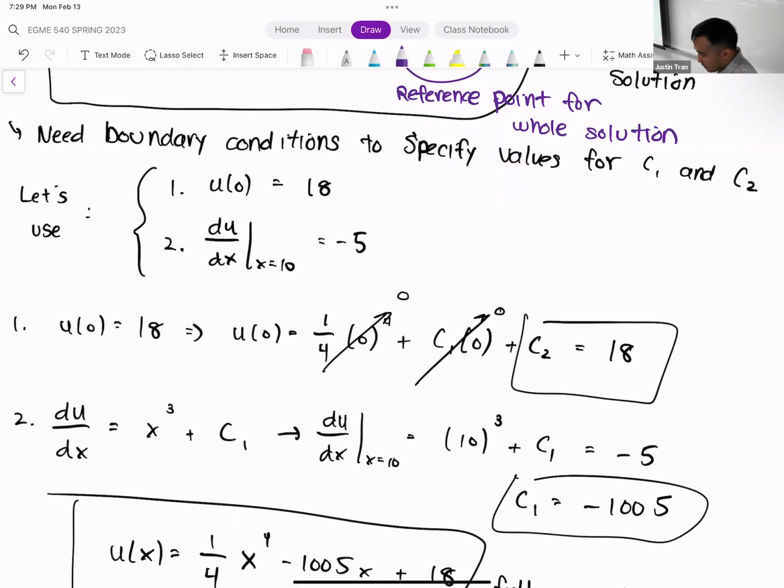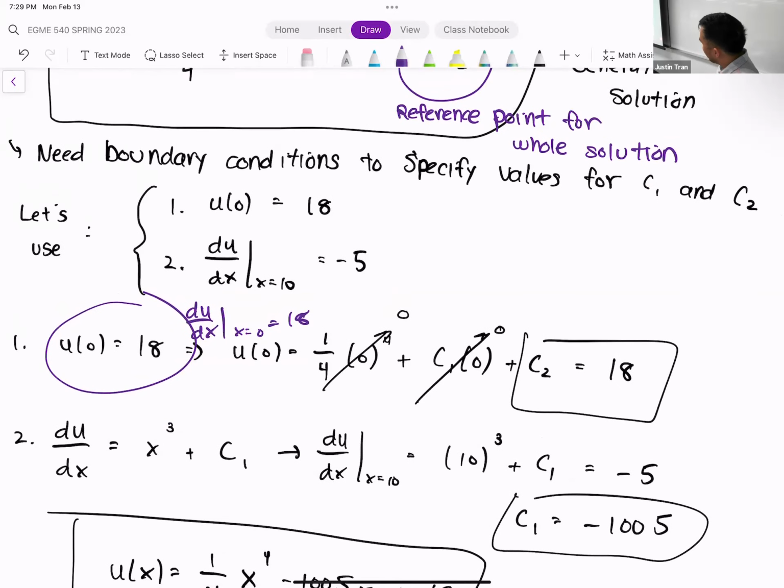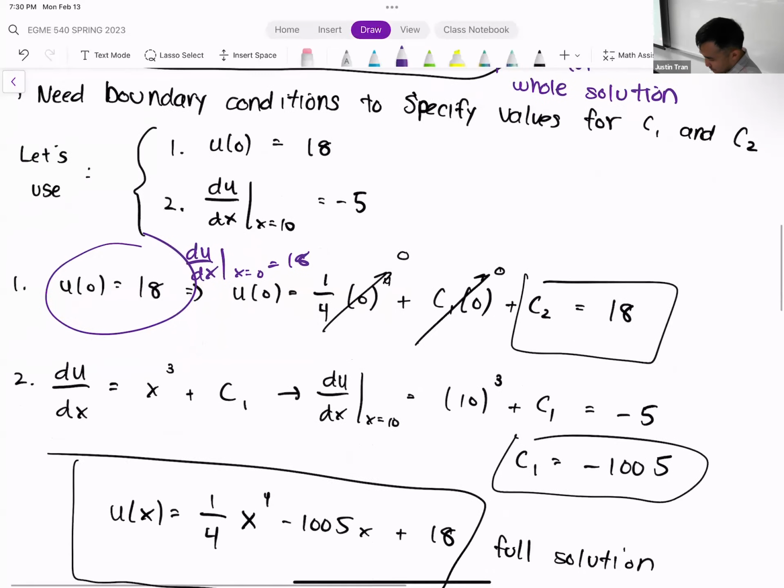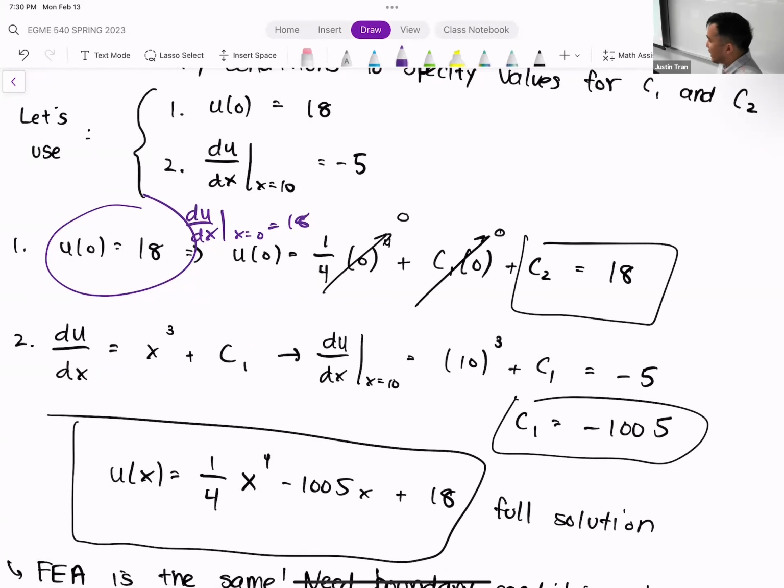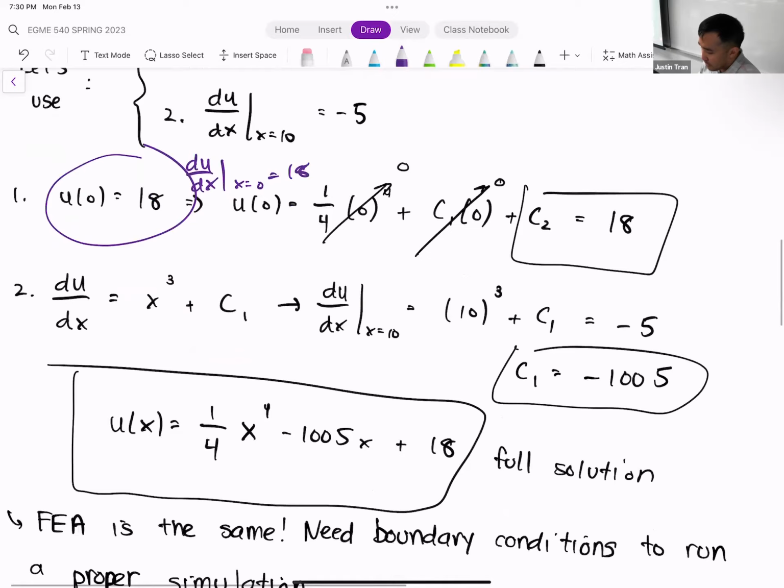Okay? And so let's look at this example again, and let's say that we change this constraint type boundary condition to a derivative boundary condition instead. So let's say that we have du/dx at x equal to 0 is equal to 18. If we change that boundary condition to that, you'll see that it's literally going to be impossible to solve for the value of C2. And so if you have basically two derivative type boundary conditions, there's no way you can solve for this reference point. FEA is the same way. In order to have a reference point for the solution, you need to have that constraint type boundary condition.